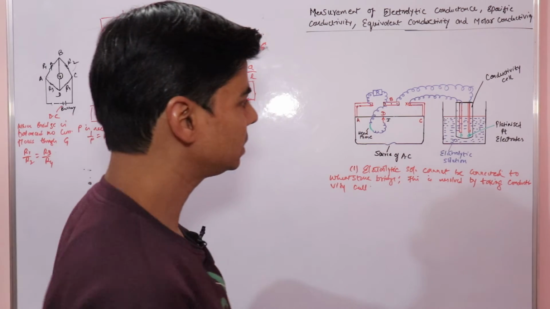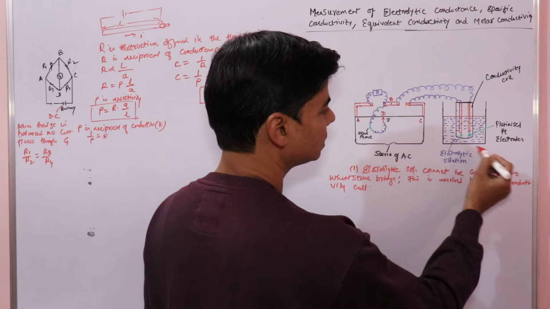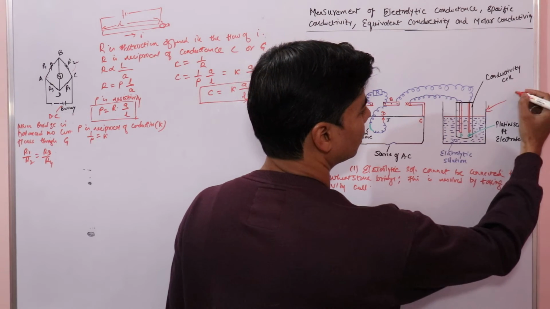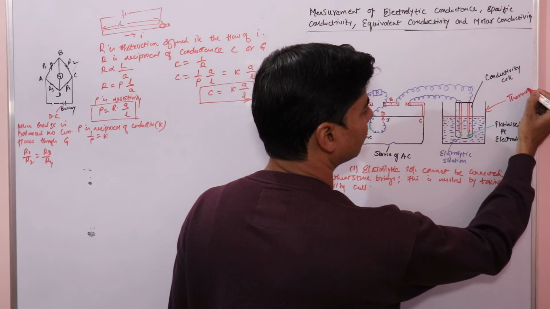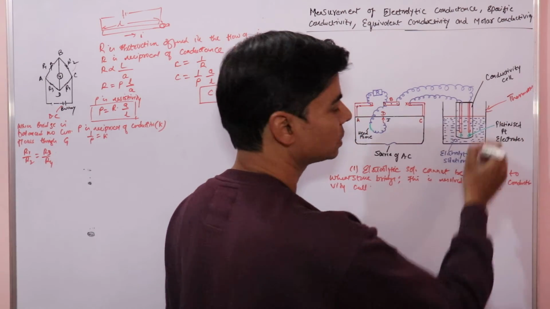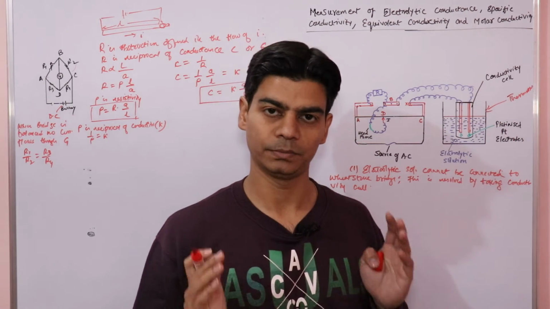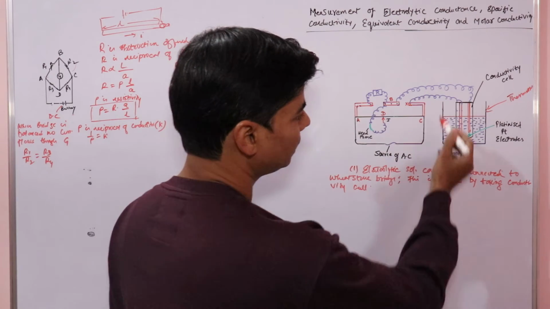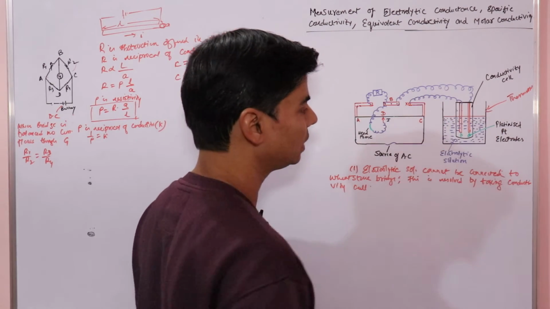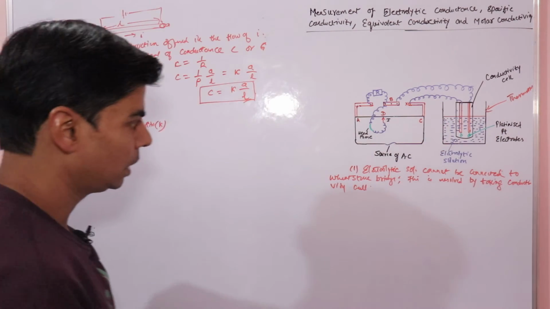Right? And we place this conductivity cell in this thermostat. This is a thermostat, right? This thermostat will maintain the temperature of this conductivity cell constant, right? So this will keep the temperature constant for this electrolytic cell, right?